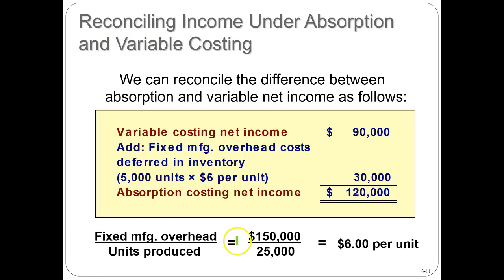We could take the fixed manufacturing overhead, which is the 150,000, divided by the units produced. We did this calculation before. That is the $6 per unit that we would apply to the units for the variable costing. Then we're going to add manufacturing overhead costs deferred in the inventory. That's the 5,000 units in ending inventory times our $6 per unit, which gives us that $30,000. Therefore, the 90 plus the 30, that's what the absorption costing would have been.